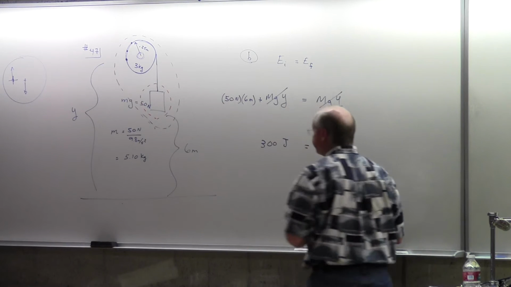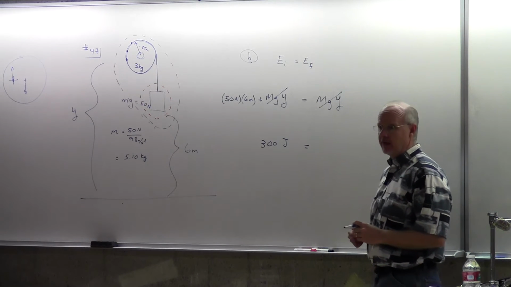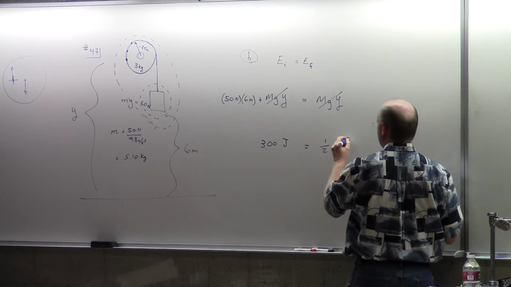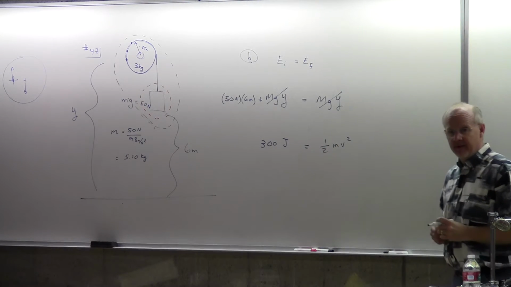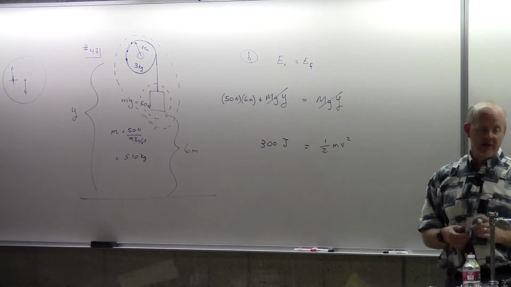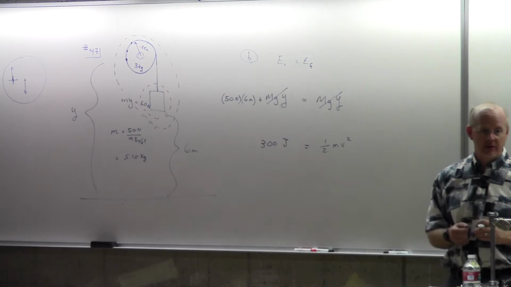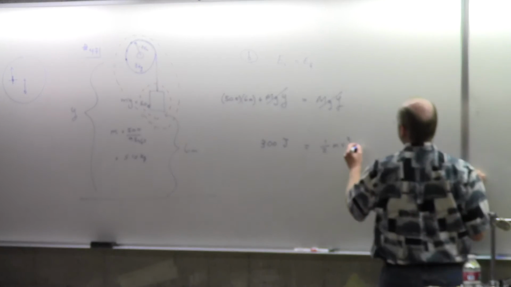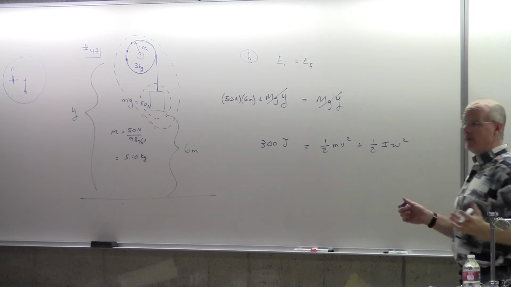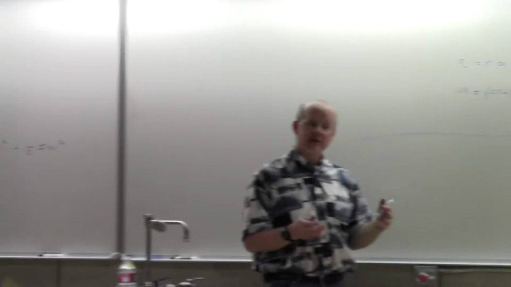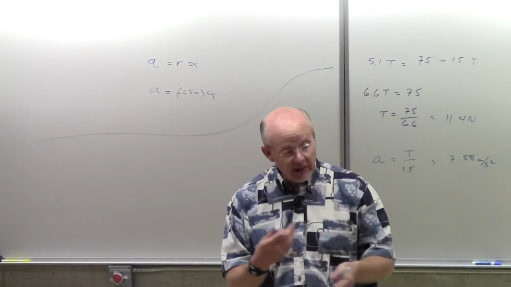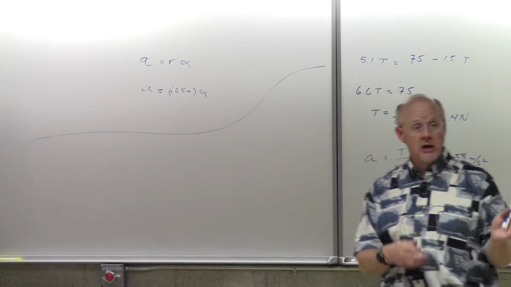Kinetic energy. How do I calculate kinetic energy? 1/2 mv squared, right? And am I done? No. And this is the new piece for this chapter. What else goes here? 1/2 I omega squared, right? They're both moving. One is translational motion, so it is a translational kinetic energy. The other one is now spinning or rotating, so it has a rotational kinetic energy.